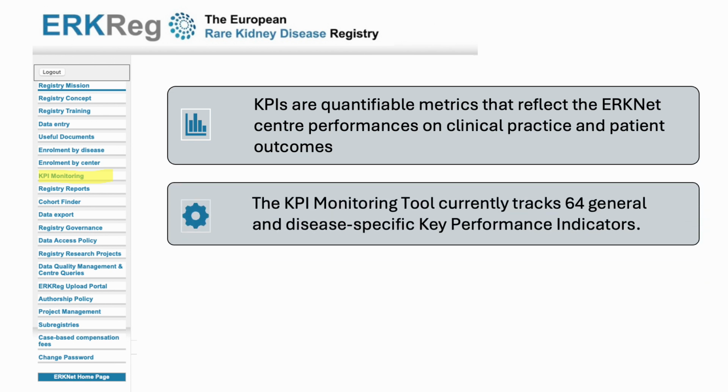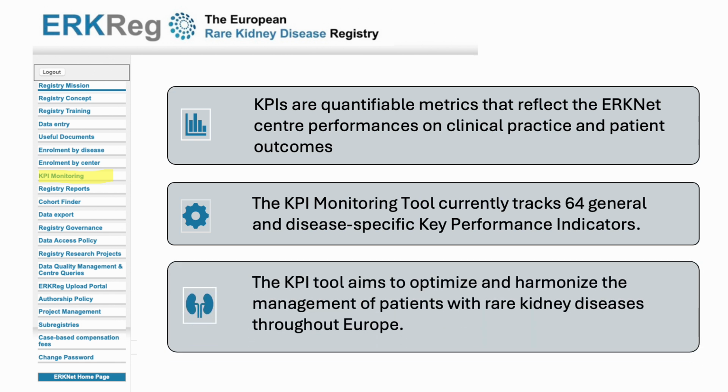In ERKReg, we have developed 64 KPIs together with experts from the different disease working groups. Their main purpose is to monitor, evaluate, and improve the quality of care for patients with rare kidney diseases across Europe. By using standardized indicators, KPIs help to harmonize clinical management between centers, identify areas for improvement, and ultimately support more consistent and higher quality patient care.